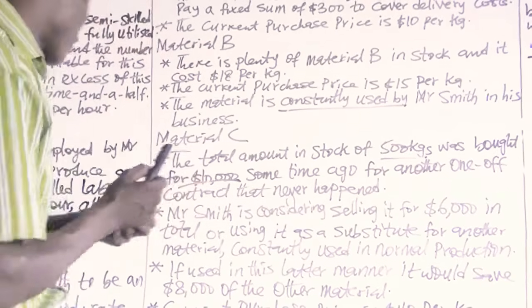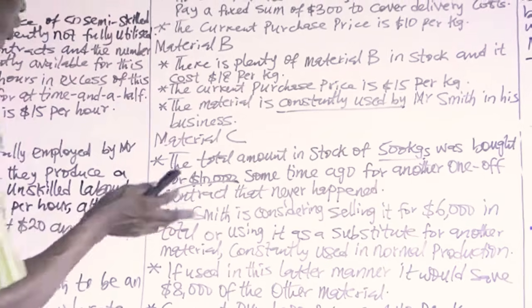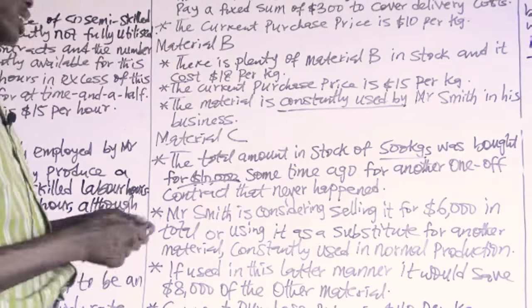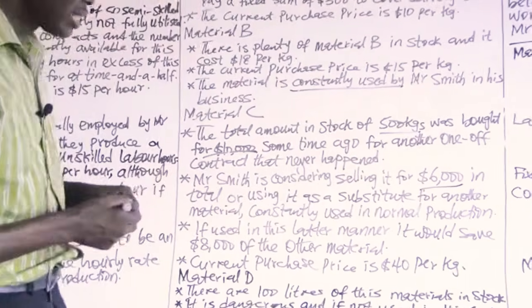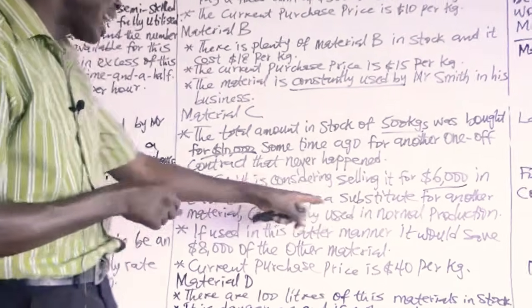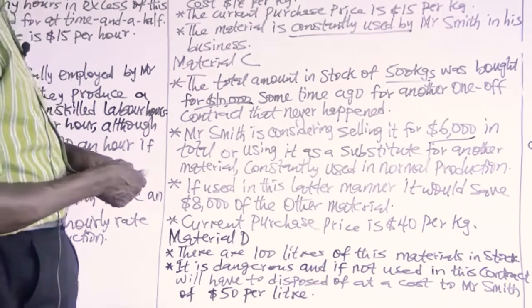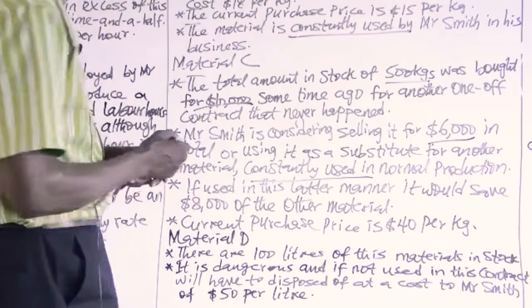It was bought for one contract that never happened. Mr. Smith is considering selling it for 6,000. He is to sell it now. He will realize $6,000 from it in total, or use it as a substitute for another material constantly used in normal production.